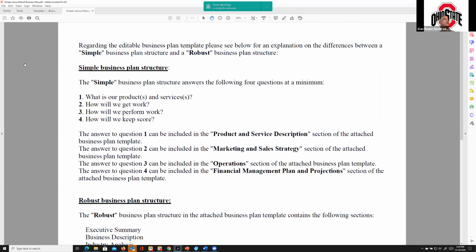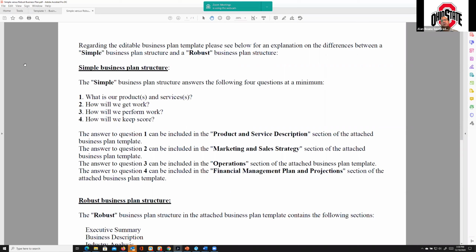To answer the first question, that's typically included in the product and service description component of the business plan that we covered earlier. And then, how will you get the work? That's in your marketing and sales strategy. Who's your market, and what strategy do you have to try to close some deals in that market? So that gets at how you will get work.